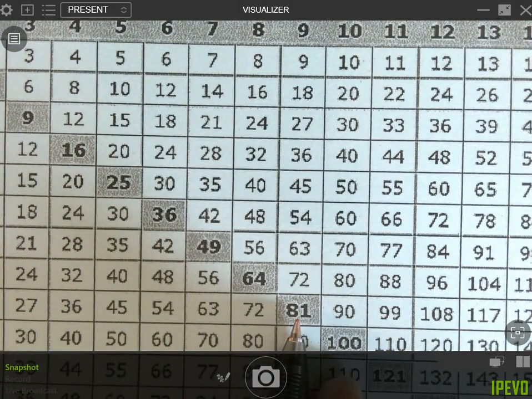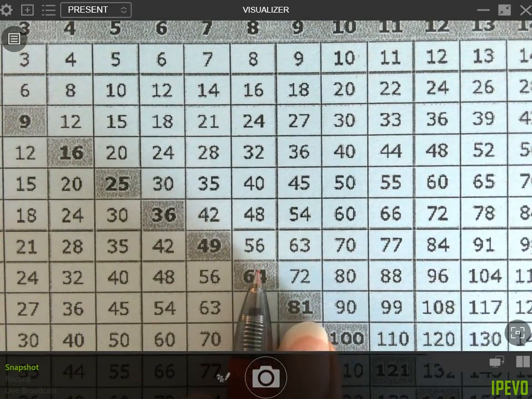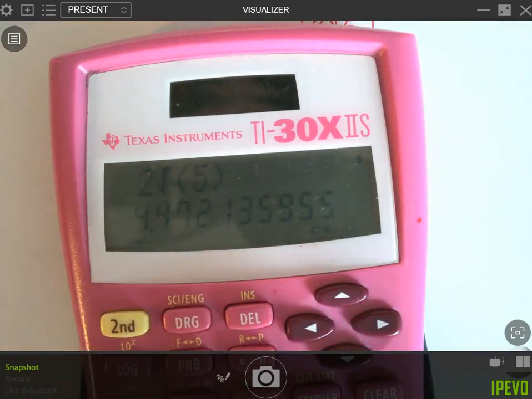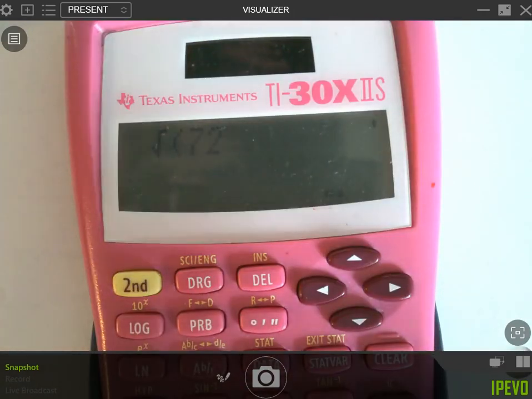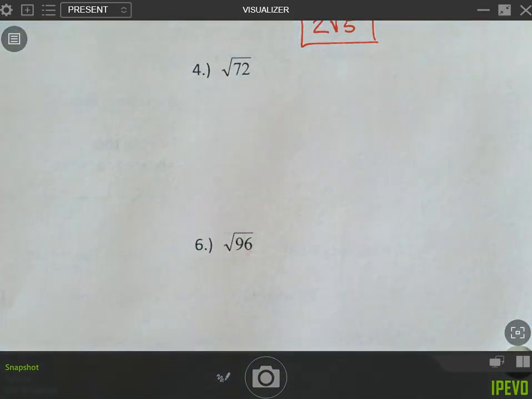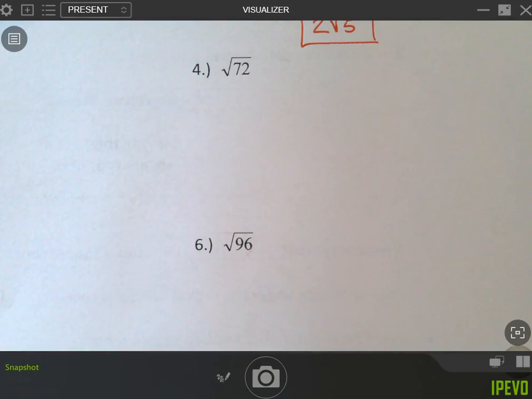Do we agree? Yeah. So that would be between 8 and 9, because the square root of 64 is 8, square root of 81 is 9. So if I type this in my calculator, square root of 72, I get 8.48. Now, I want the biggest perfect square that divides into 72.